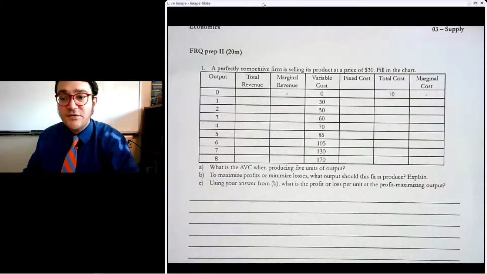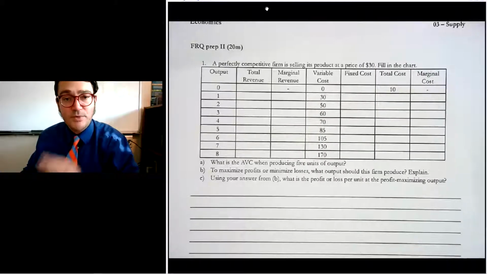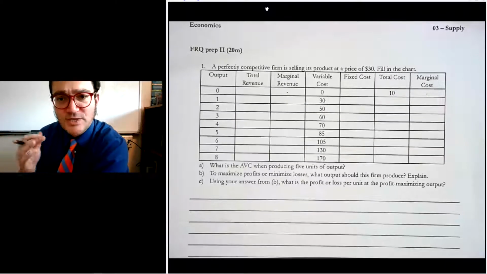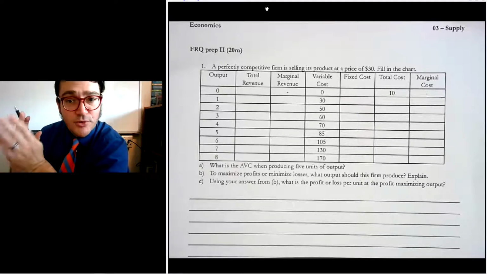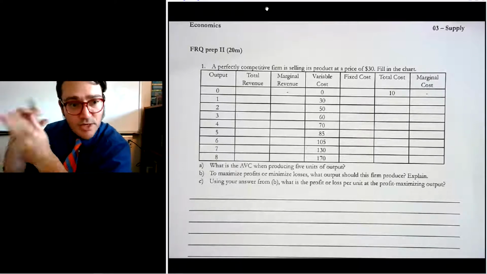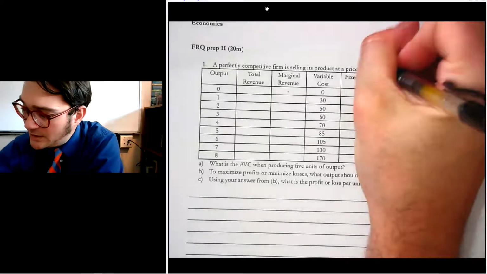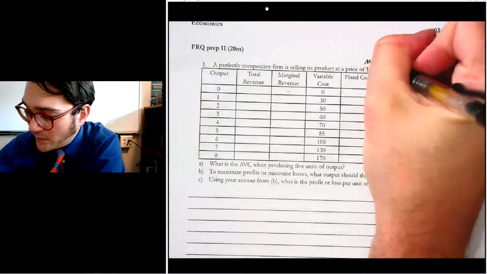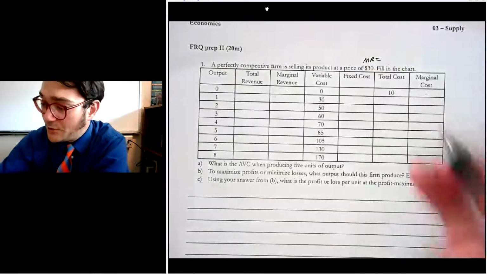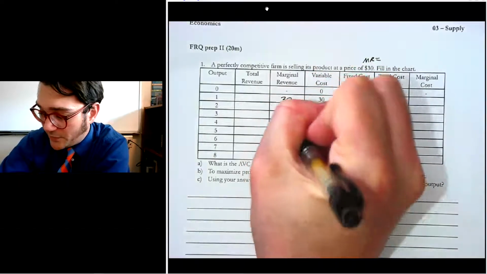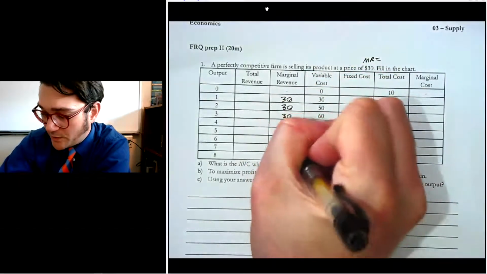Hi there. So in this video, we're going to take a look at FRQ Prep number 2 from Unit 3 Supply. It gives us a perfectly competitive firm that's selling its product at a price of 30, fill in the chart. Right off the bat, we should remember that MR equals demand equals average revenue equals the price. So this is telling us that the marginal revenue is also equal to 30. So I'm going to start by filling that all the way down, 30, 30, 30, 30, 30.